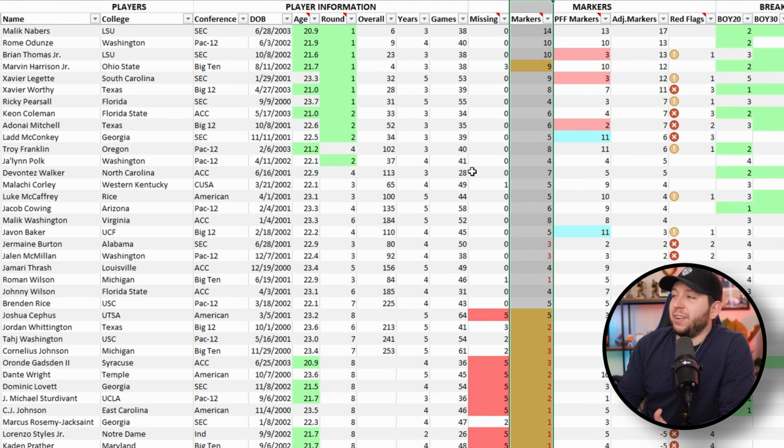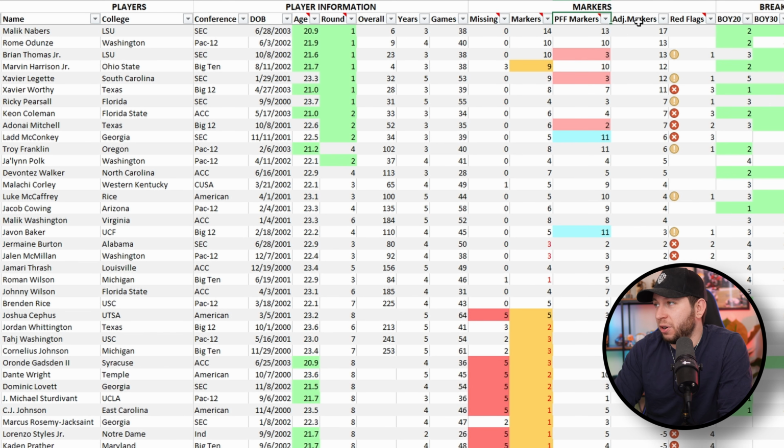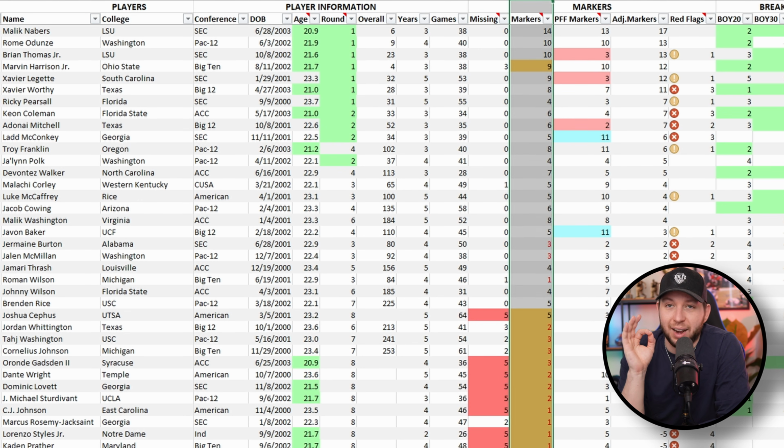So essentially everything that I have in here boils down to really 3 or 4 very specific and very important columns. So we have the markers, we have the Pro Football Focus markers, adjusted markers, red flags, and then I have another column that tells me how many markers people are missing. This one here is really where a lot of my evaluations hinge for wide receiver prospects. That's basically how I've been doing it for the past few years.